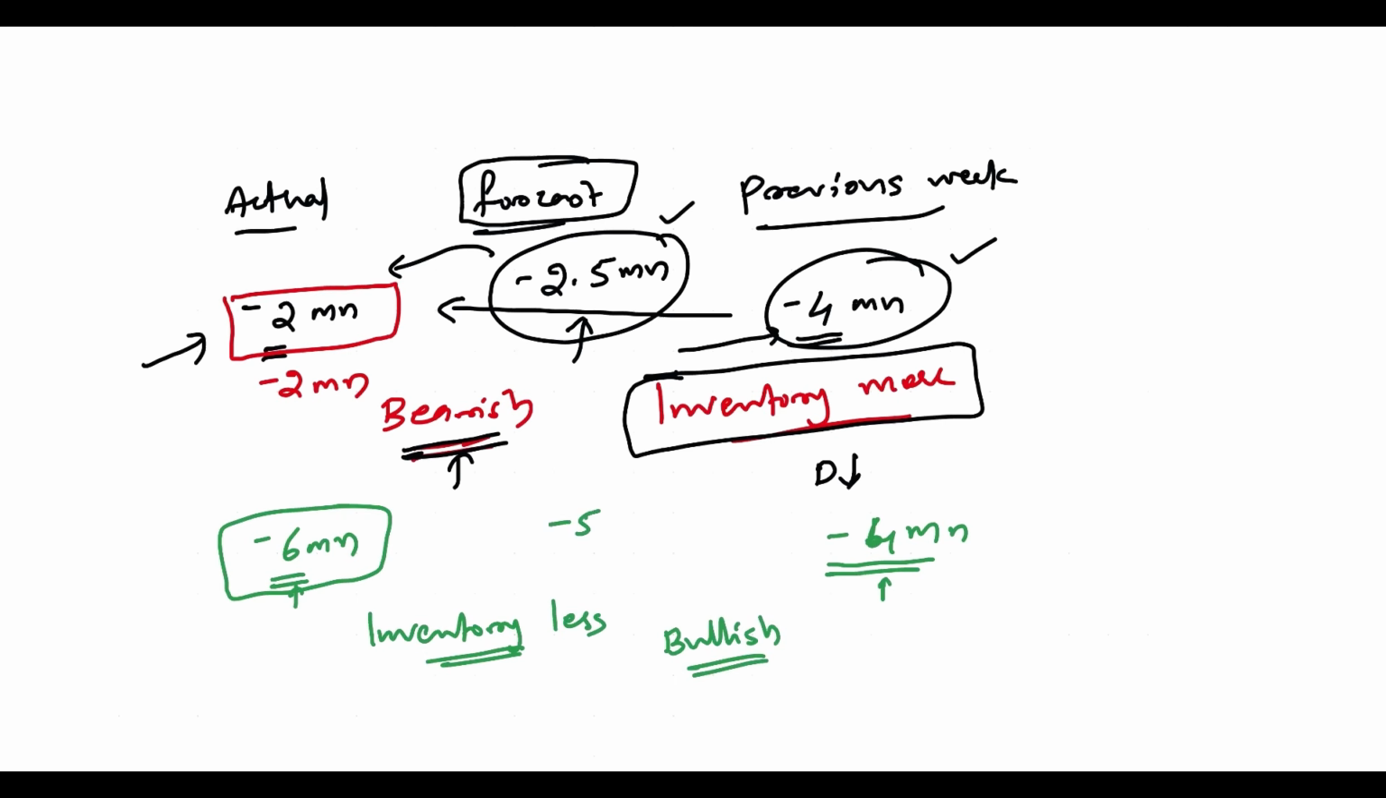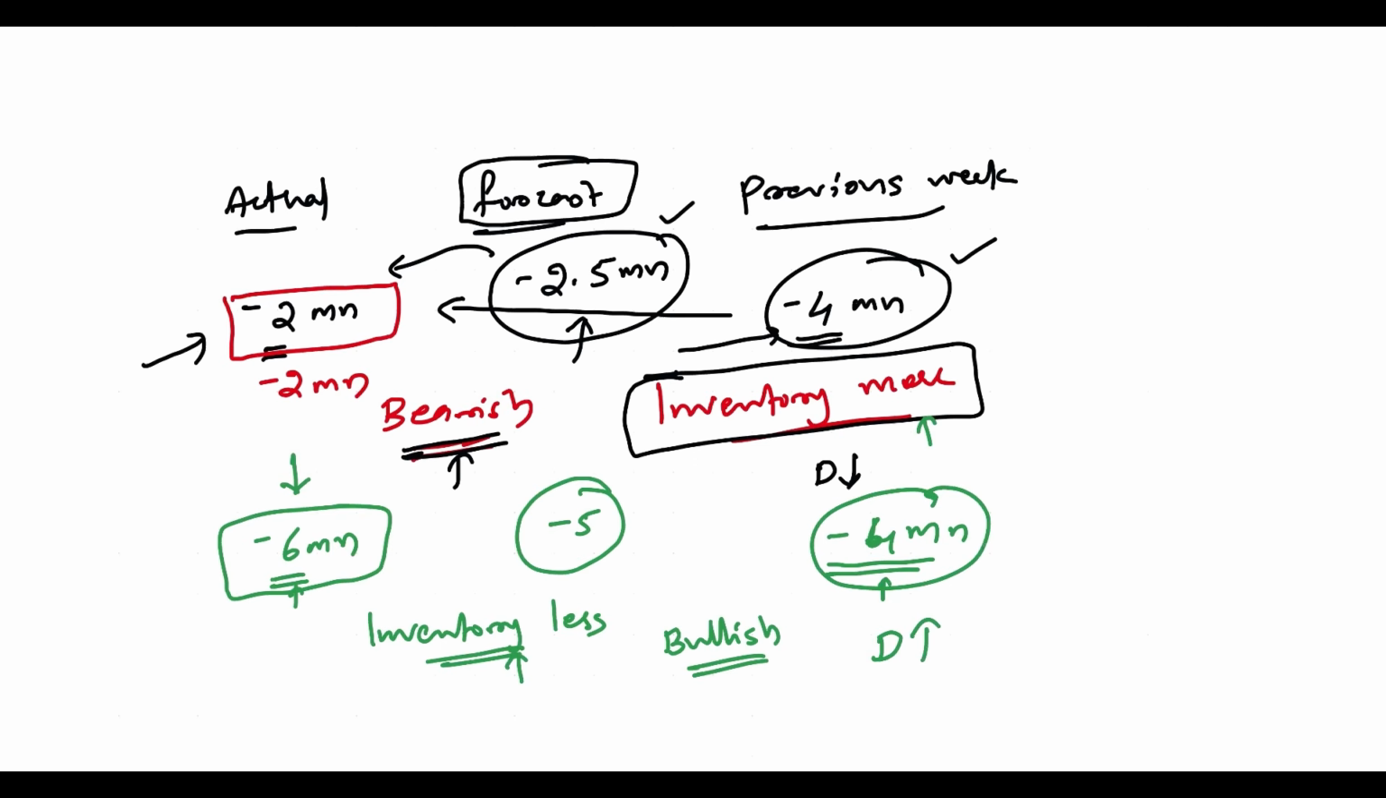Okay, now assume that the forecast was, let's say, minus 5. So the actual inventory is less than forecast, is less than previous, which means demand is high. That's why it is lesser. So you just need to see whether inventory is more or inventory is less. If inventory is more, then it is bearish. If inventory is less, then it is bullish. As simple as that. Then everything else again depends on the indicators and you need to look at the price action.